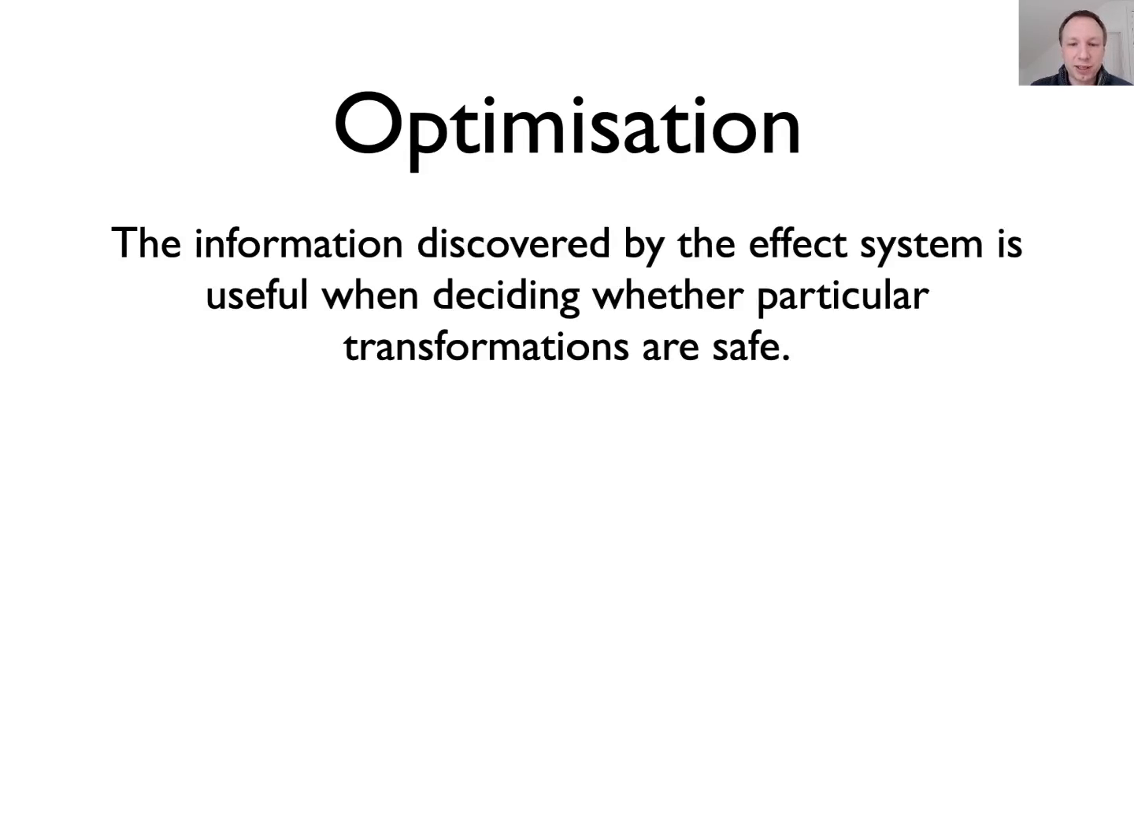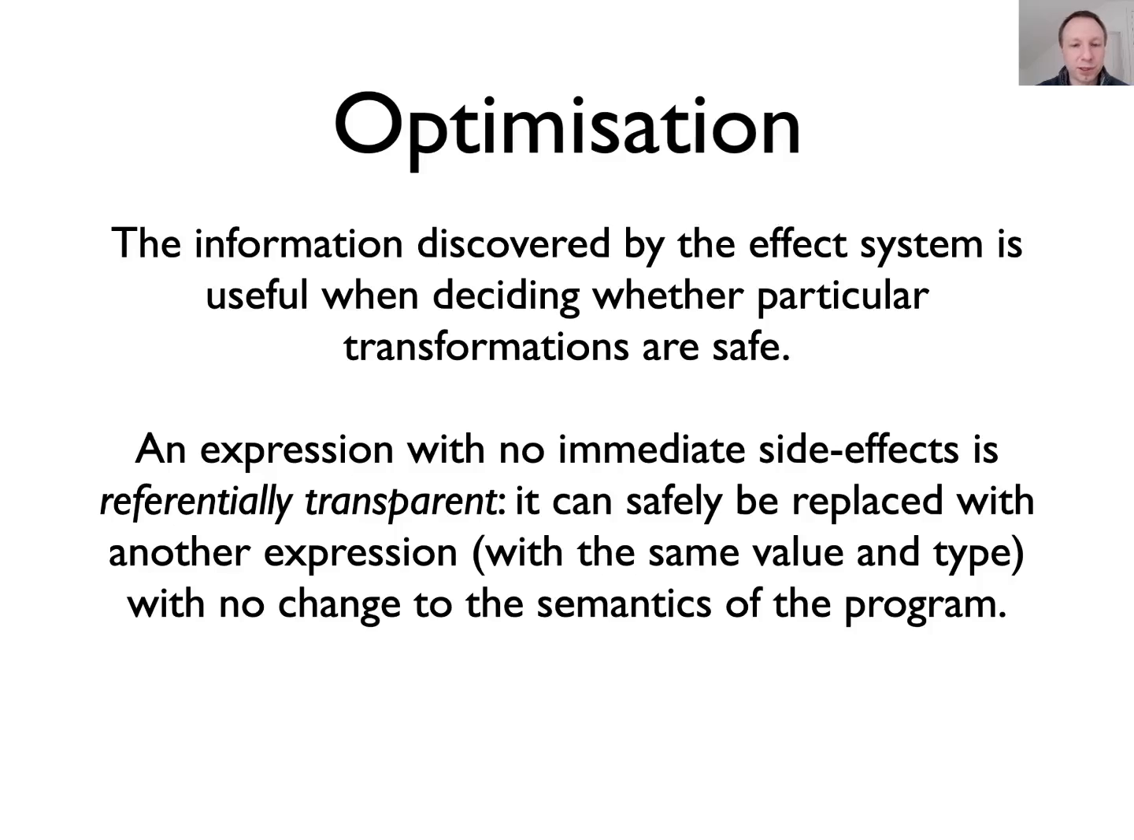So this information is very useful when deciding whether particular transformations are safe or not. An expression with no immediate side effects is referentially transparent and can be safely replaced with another expression with the same value and type, and no change to the semantics of the program. So of course, if you don't see any side effects from a particular expression, you are free to do far more transformations to it because you don't have any side effects that you need to preserve. Whereas if you have side effects in a particular expression, then maybe you can still do some kinds of transformations to it, but you need to keep those side effects in order to maintain the semantics of the program.